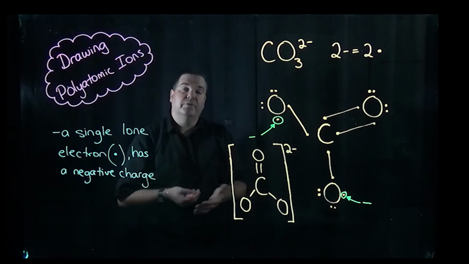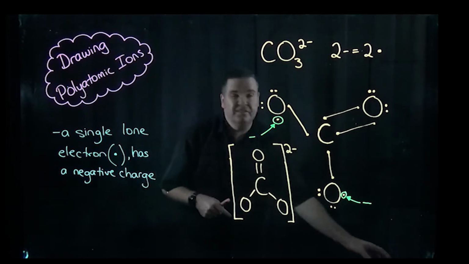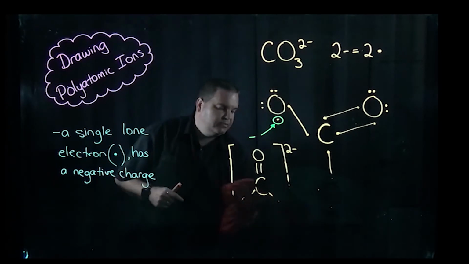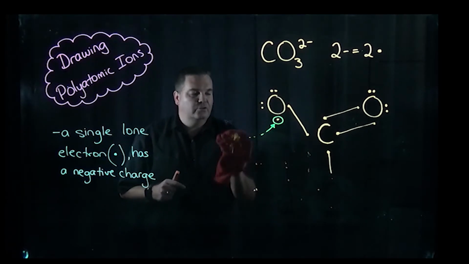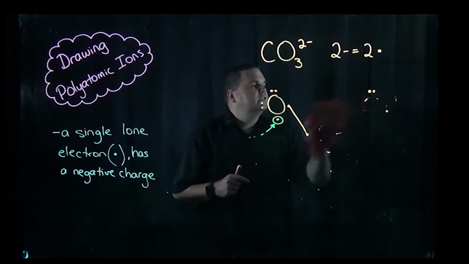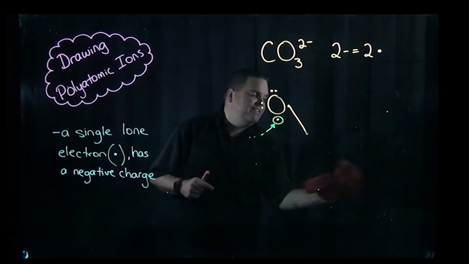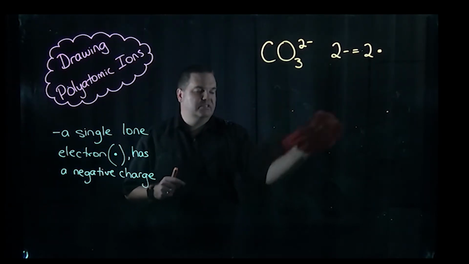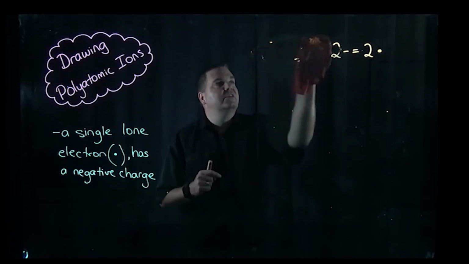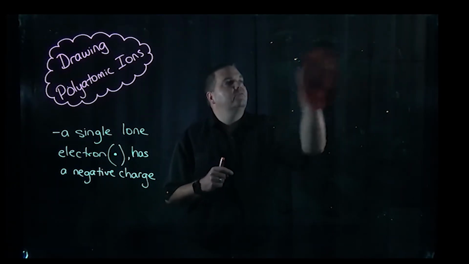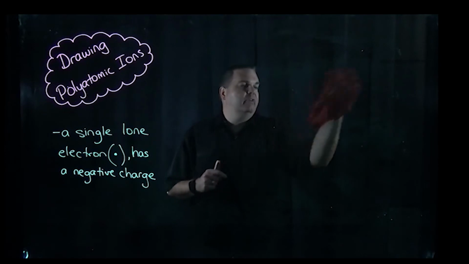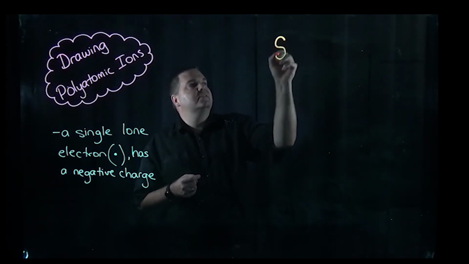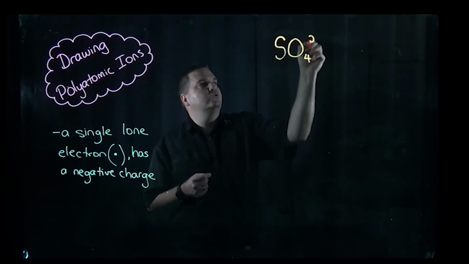I'm going to show you another negative one and then one positive one, because it's always good to end with a positive. The next negative one is one of the sulfates. I'm going to show you the sulfate ion, SO4 2-, because again this is really good. It shows us how we can have an atom with an expanded octet, which I referred to in one of the other videos I recommend you have a look at. So the sulfate ion is SO4 2-.